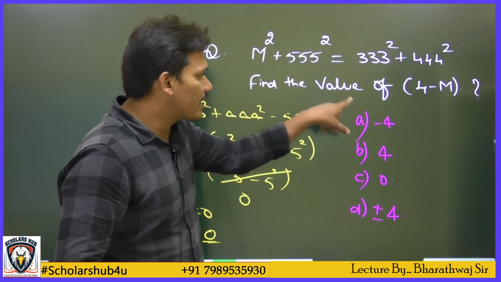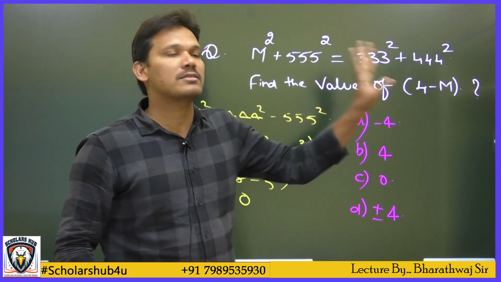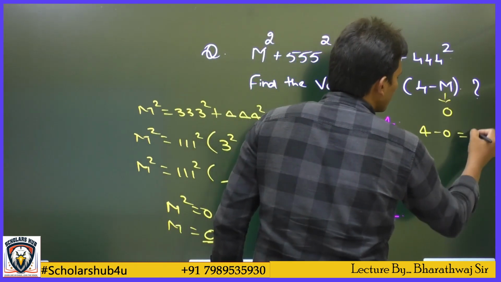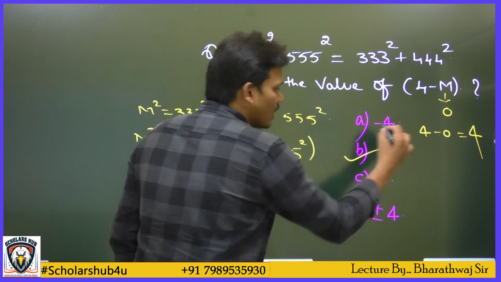Okay. But what is being asked is to find the value of 4 − m, where the m value is equal to 0. So 4 − 0 is equal to how much? 4. Okay, so option B is the right answer.